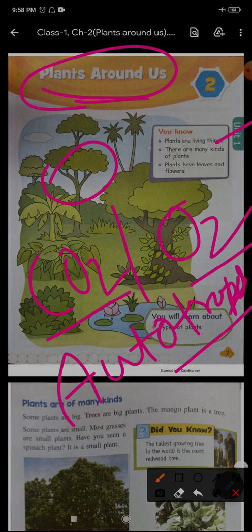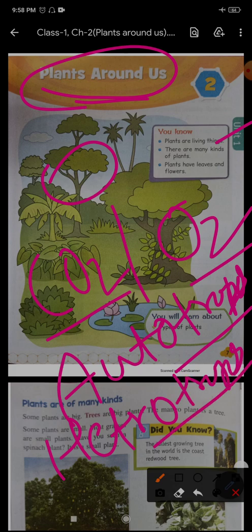That's why they are called producers. And we humans are called heterotrophs. Why are we called heterotrophs? Because we humans are consumers. We are dependent on autotrophs or some animals for our food. That's why plants are very essential for us, because they give us food, they give us oxygen, they give us wood, medicines, so many things.